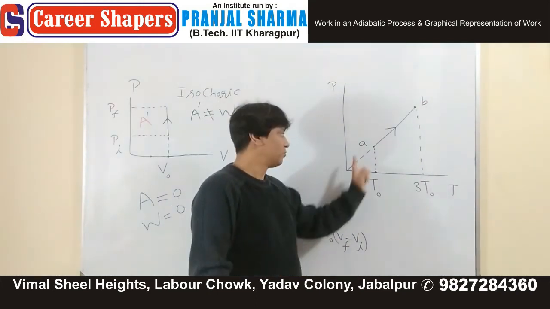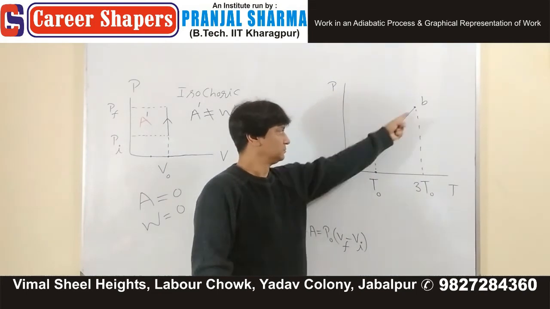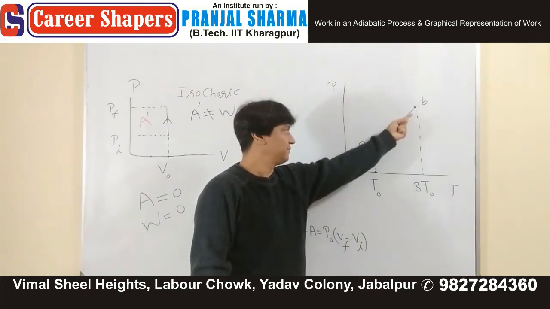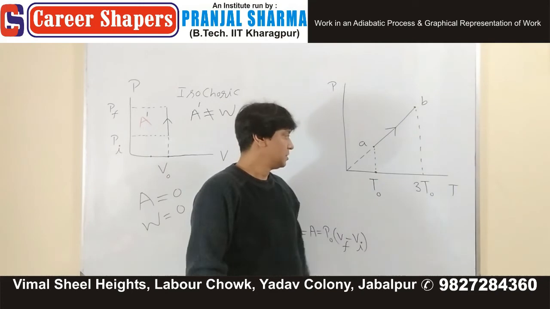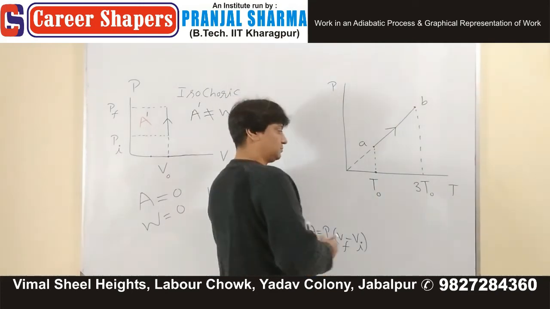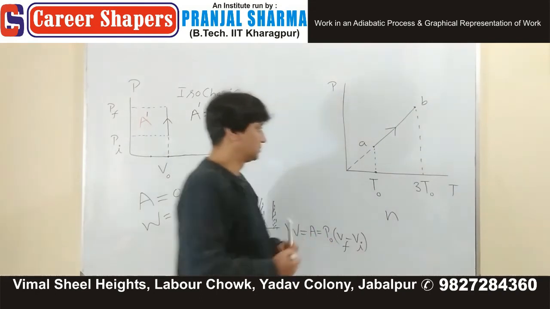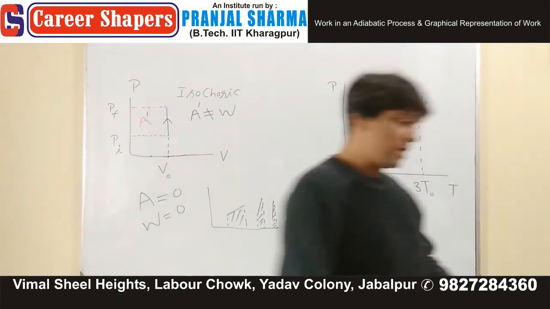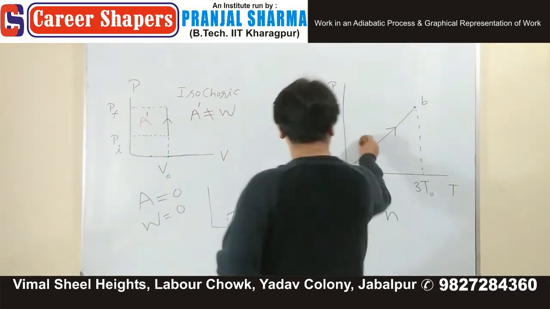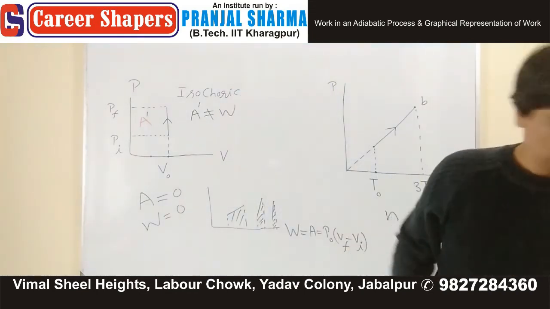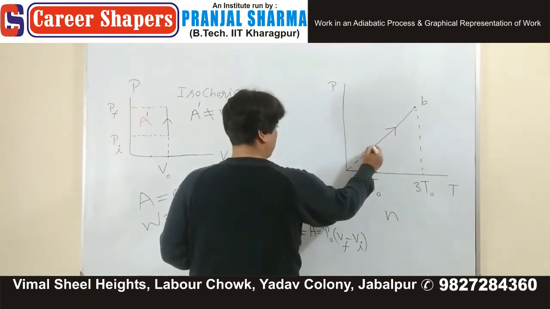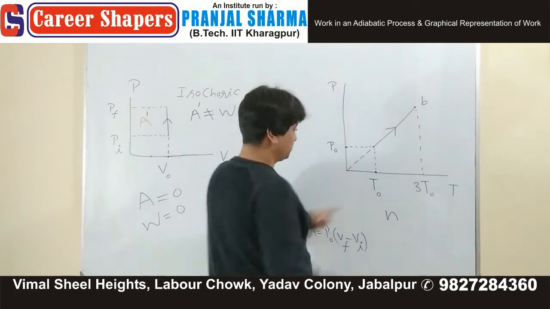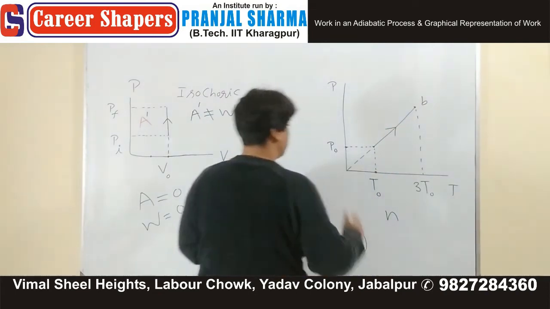Graph is from A to B. This broken portion shows that the graph line is passing through the origin. There are n number of moles. This is T naught, this is 3 T naught. And when temperature is T naught, that means at point A, pressure is P naught. What is pressure at point B? We have no idea. They have not given us.